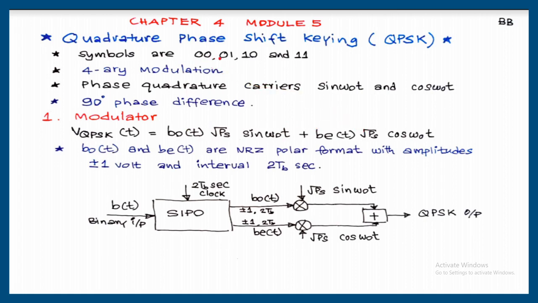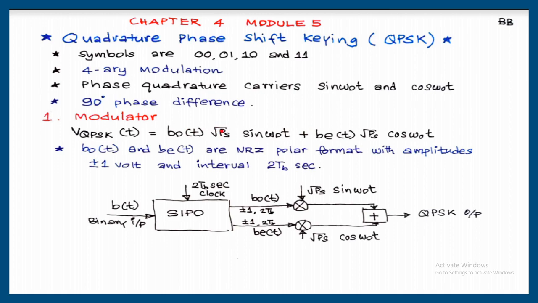Even though it is 00, 01, 10, 11, the corresponding voltages are plus 1 and minus 1. So this will be plus or minus 1, non-return to 0, polar format. And this is also non-return to 0 polar format with amplitudes plus minus 1 volt. Here amplitude is written root PS.